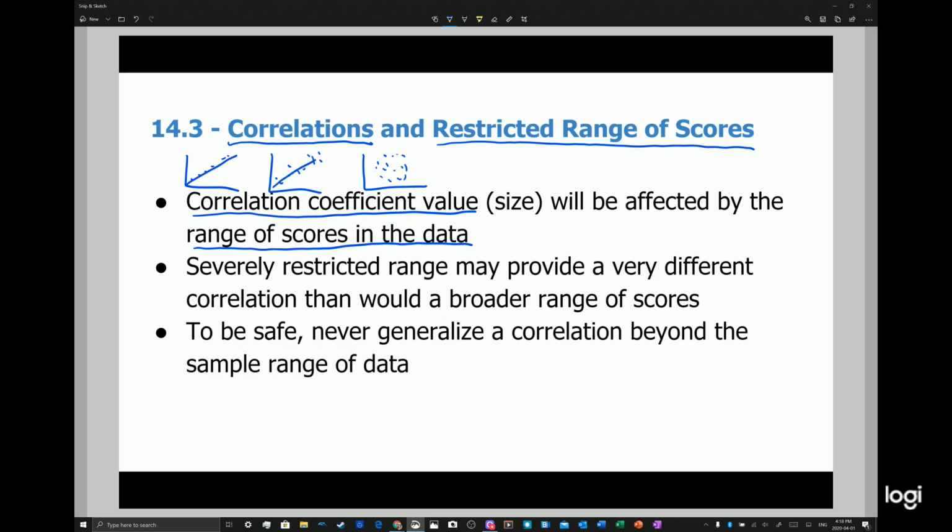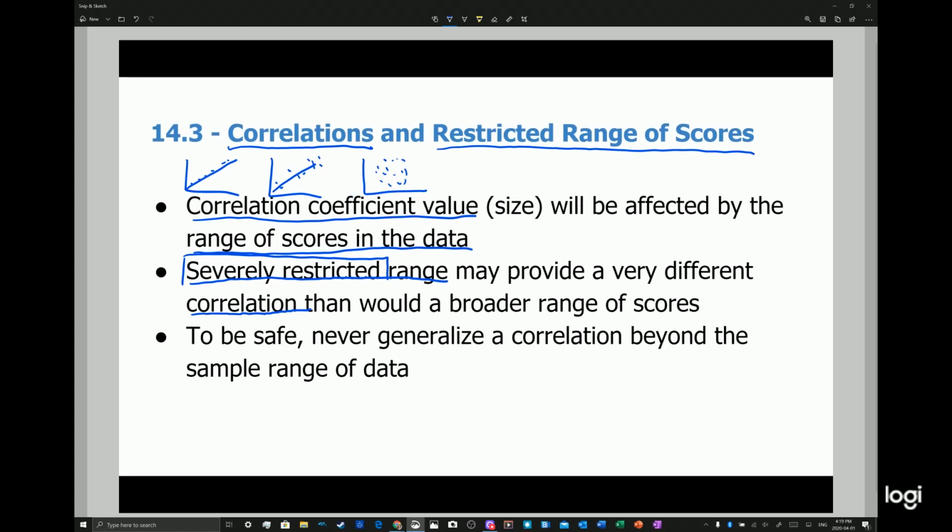It can make it stronger or weaker depending on where the points are. If you happen to restrict the range of your calculation, if you happen to not include all the points, let's say, and you can see this clearly on the next slide, if you include only some of the points and not all, this is the part where we say severely restricted range here, then you're going to get a very different correlation coefficient than if you were to use more of the scores, and technically you should use all of them. So this applies to samples.